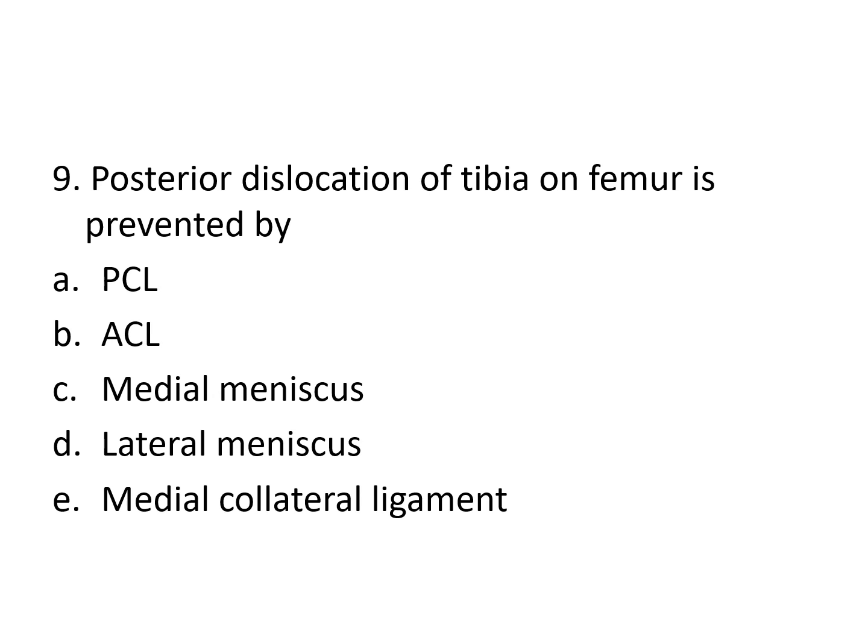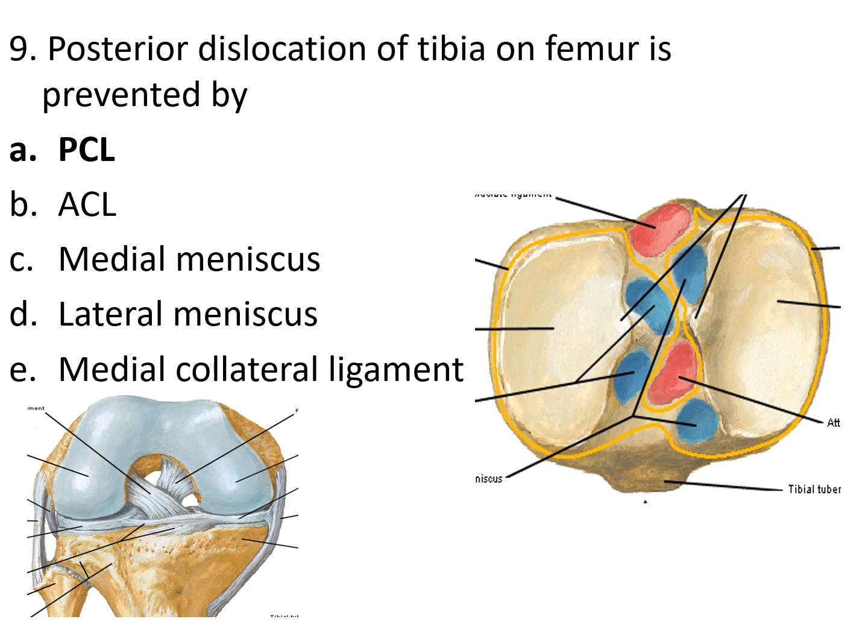In this slide, we will discuss which ligament prevents posterior dislocation of tibia on femur. Now, posterior cruciate ligament is attached to posterior aspect of the tibia. Anterior cruciate ligament is attached to anterior aspect of the tibia. So, the answer will be posterior dislocation of tibia on femur is prevented by posterior cruciate ligament. You can see here this is the posterior cruciate ligament which is attached to the posterior aspect of the tibia. So, that is the answer.